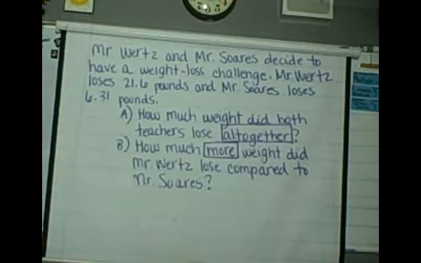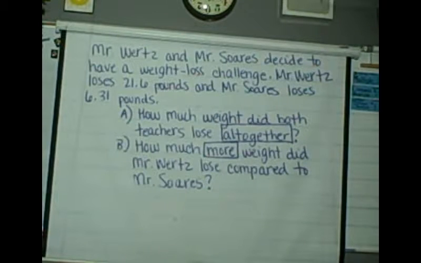So your problem for the day in CAT class was: Mr. Wirtz and Mr. Suarez decide to have a weight loss challenge. Mr. Wirtz loses 21.6 pounds and Mr. Suarez loses 6.31 pounds. Question A says, how much weight did both teachers lose altogether? And question B says, how much more weight did Mr. Wirtz lose compared to Mr. Suarez?